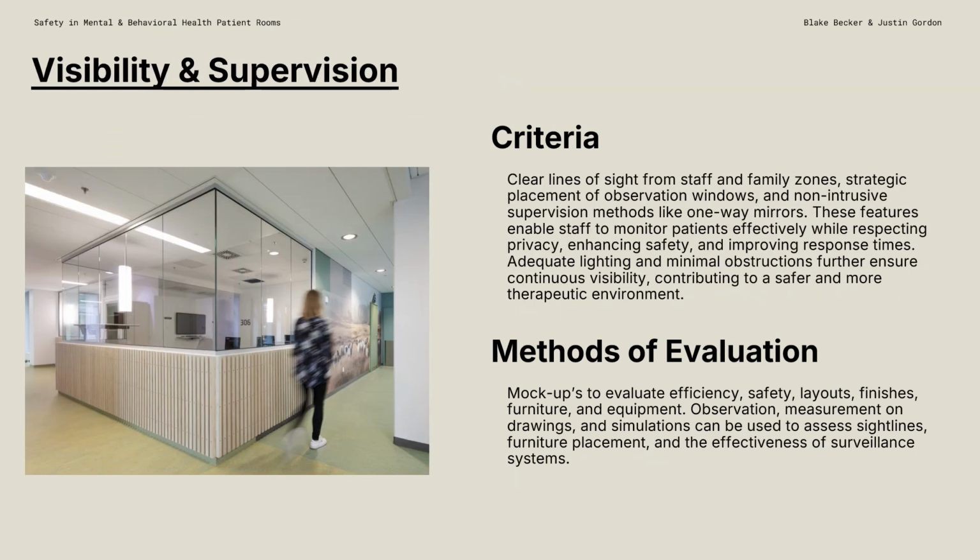And then the third criteria is visibility and supervision for staff. The criteria being clear lines of sight from staff and family zones, strategic placement of observation windows, and non-intrusive supervision methods like one-way mirrors. These features enable staff to monitor patients effectively while respecting privacy, enhancing safety, and improving response times. Adequate lighting and minimal obstructions further ensure continuous visibility, contributing to a safer and more therapeutic environment.